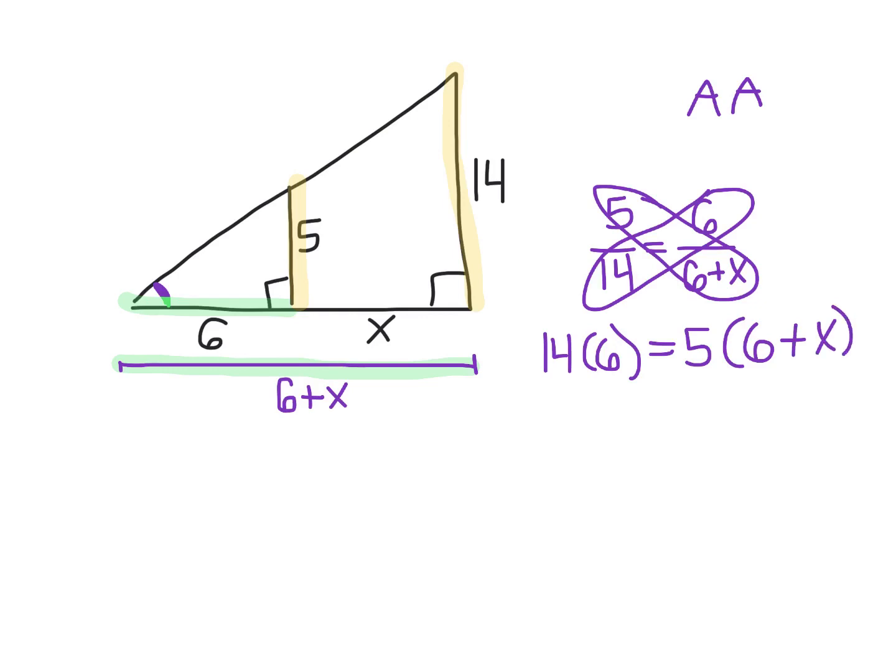So this is something important that you're going to want to remember here since we have the parentheses right there. You need to distribute the 5 to everything that's inside of the parentheses. So here when I multiply, I should get 84 is equal to, when I distribute this 5, it's going to be 5 times 6 plus 5 times x. Now I'm just solving a two-step equation. So I'm going to subtract my 30.